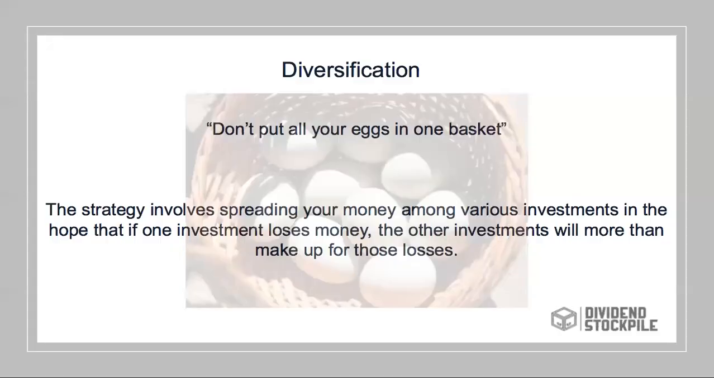Before we do that, I want to talk about what I feel like diversification really means. The traditional way of looking at it is don't put all your eggs in one basket. And this strategy involves spreading your money among various investments in the hope that if one investment loses money, the other investments will more than make up for those losses. And a 20 to 30 stock portfolio, properly diversified across different sectors, is probably sufficient for most people, but I look at it a little differently.